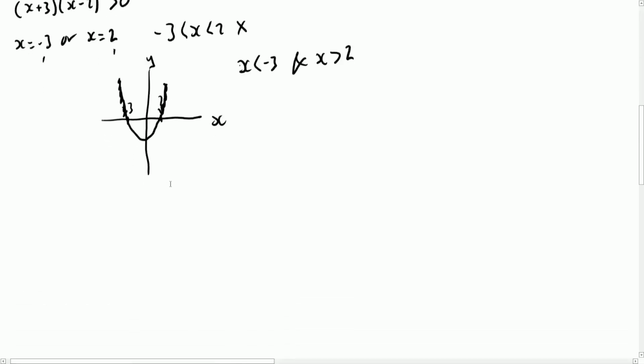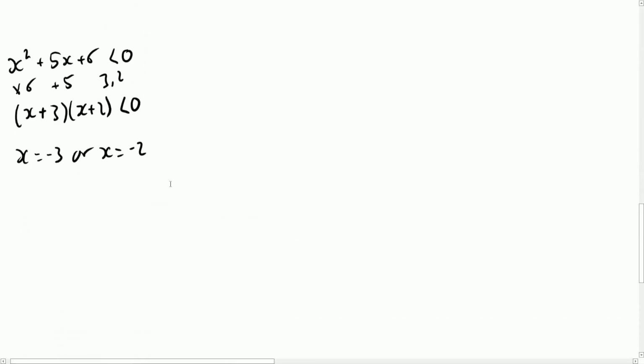So let's look at another example. Again, the question would be something along the lines of, find the range of values of x such that x squared plus 5x plus 6 is less than 0. Once again, you go through the process of factorization. This is all perfectly fine. You get x equals minus 3 and x equals minus 2. But again, what students tend to do is just rush into the process of writing x greater than minus 3 and less than minus 2.